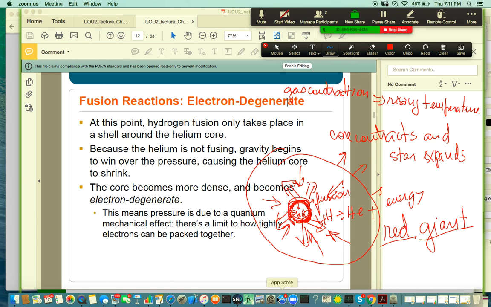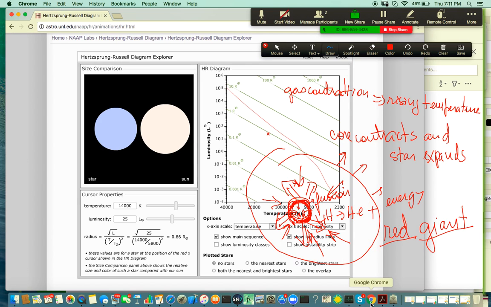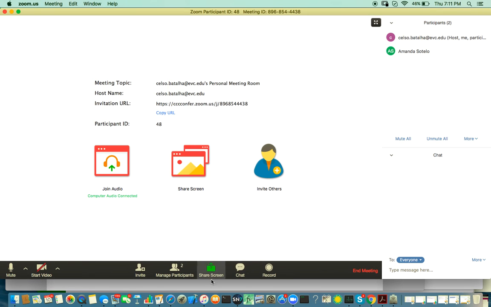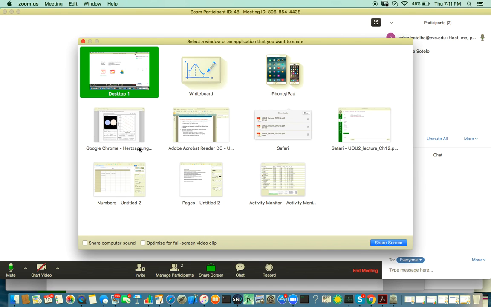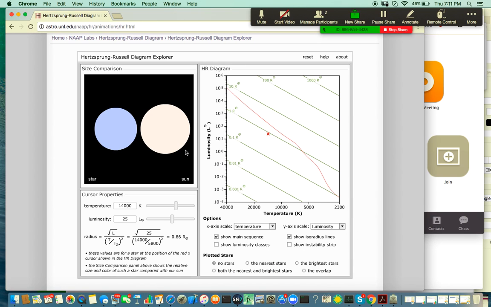So let me show you something else here. I think I have to stop sharing and show this other thing. Okay. So here's an example of what happens with a star in the HR diagram. The star, like the sun, is somewhere here. Here's an HR diagram with a simulation. Can you see this, Amanda? Yeah. Okay. So you have luminosity and temperature in here.